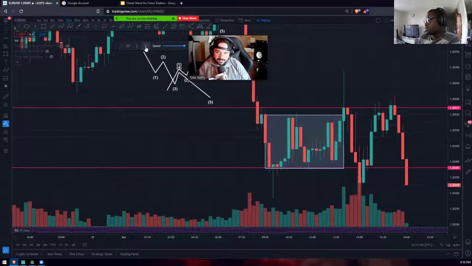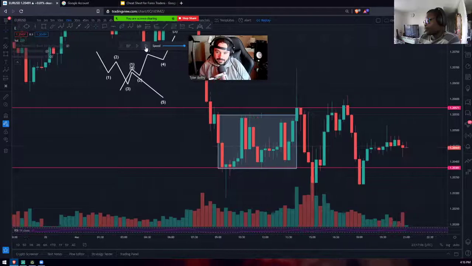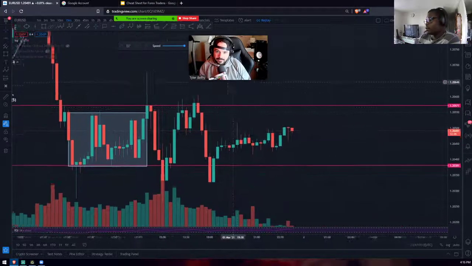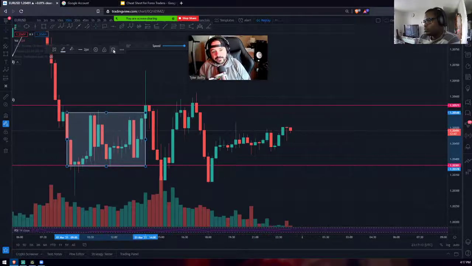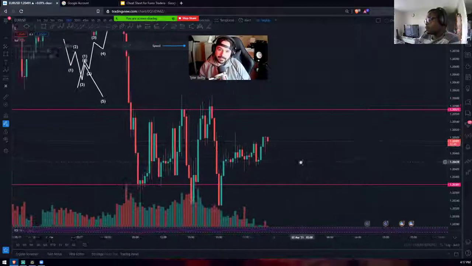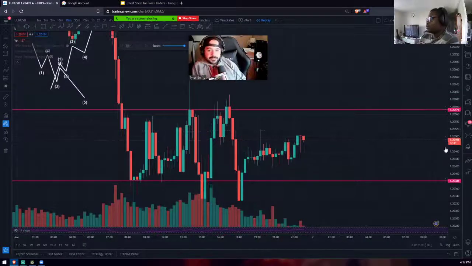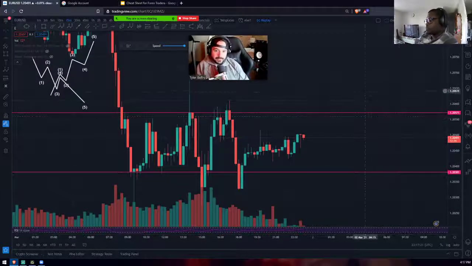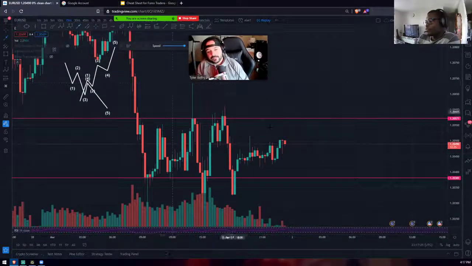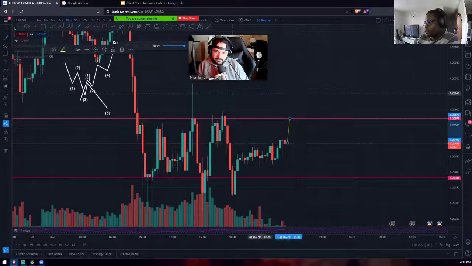And now price is here. So based off of all of that, where do you think price is going to go? It's going to go up. Exactly. Price is going to go up this time, and price is going to come up here.